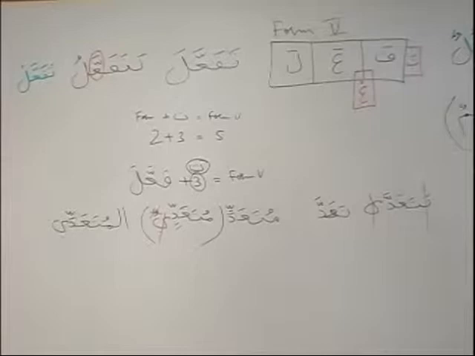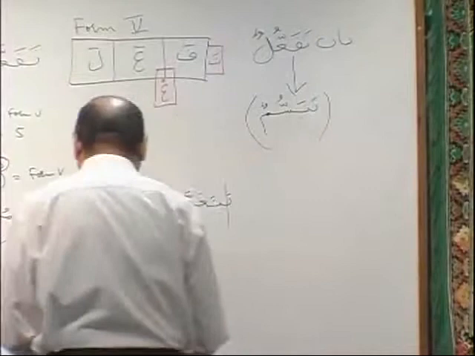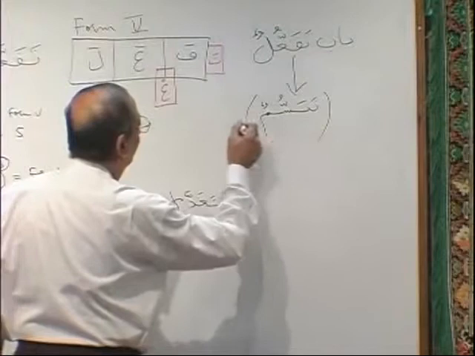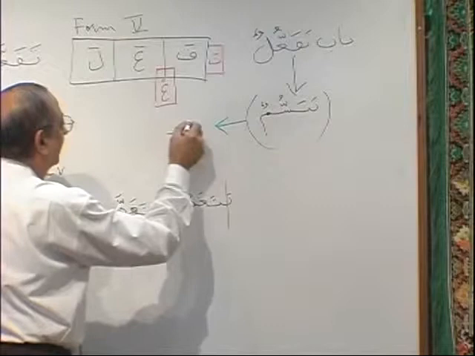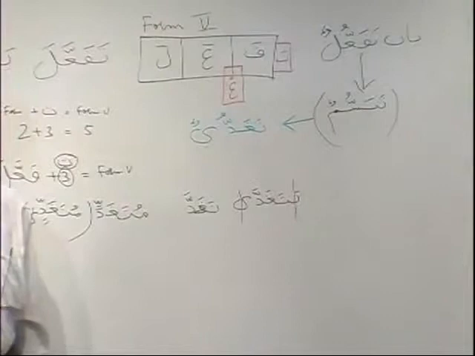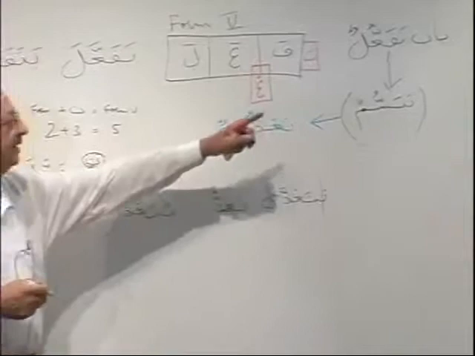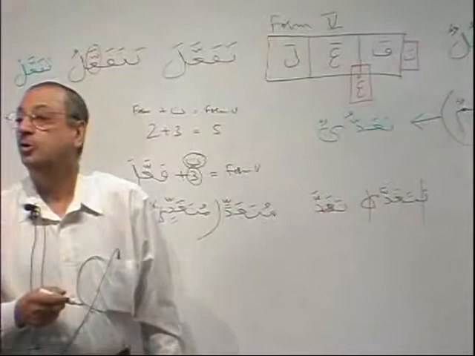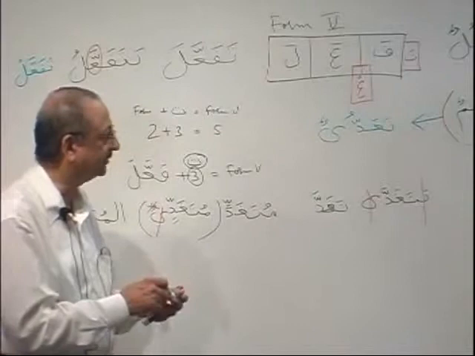How do I make masdar, brothers and sisters? What is the form of masdar? So I will say, taghaddu, and then in the end, yun. Are you with me? Did I make the masdar in its original form? Taf'ulun. Taghaddu-yun. Are you with me, brothers and sisters? Okay, now watch carefully, brothers and sisters. Very carefully, I want you to watch.